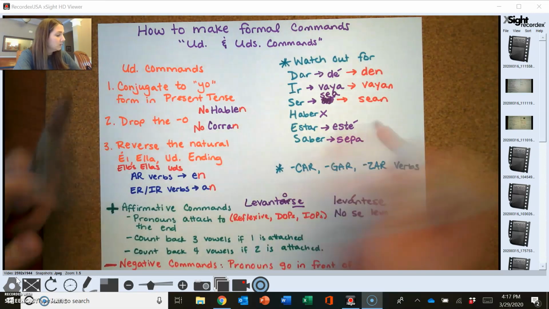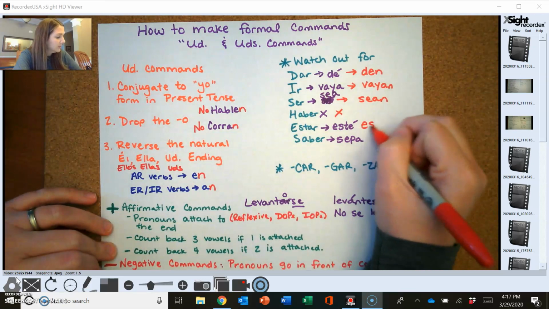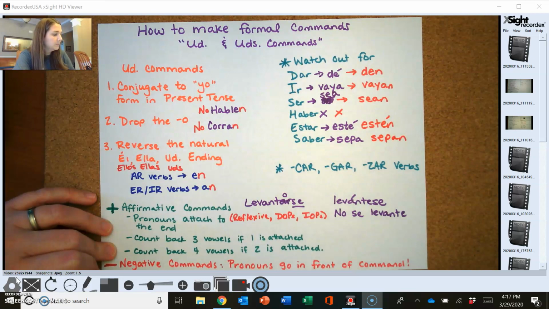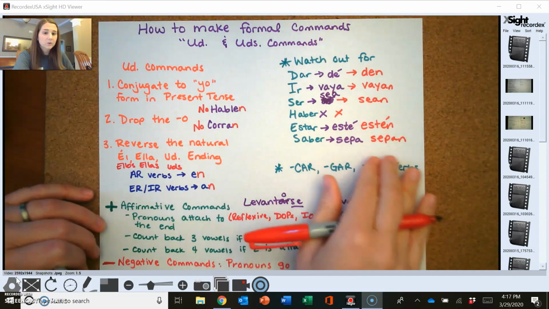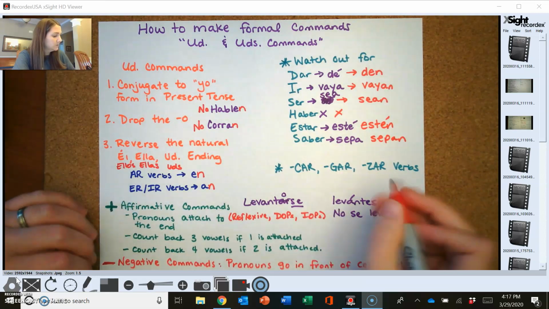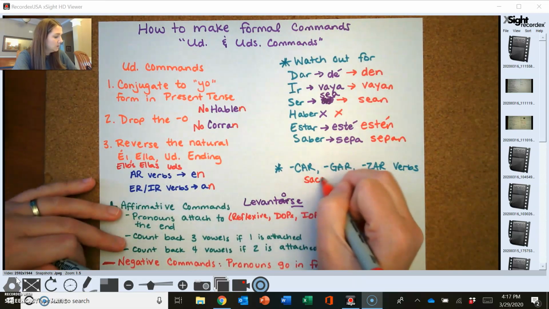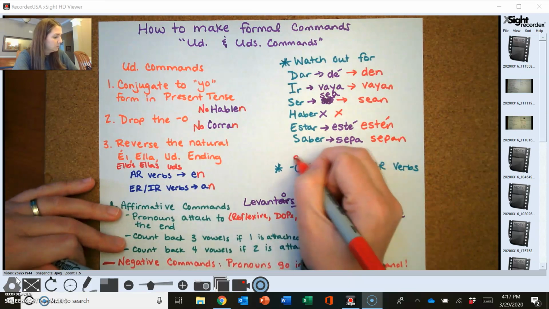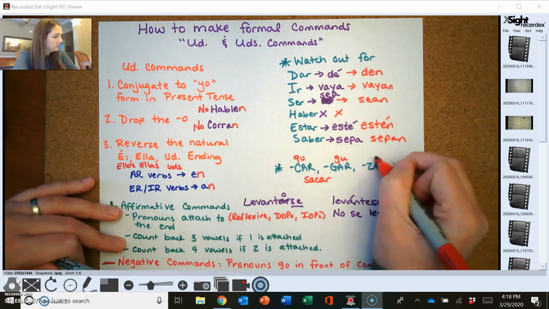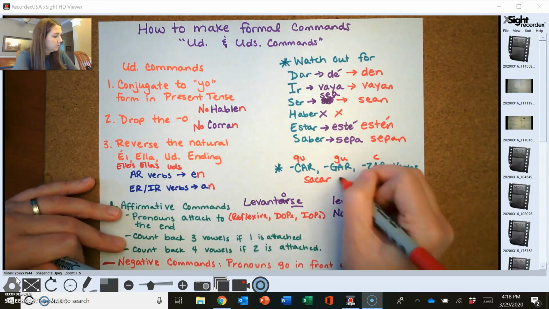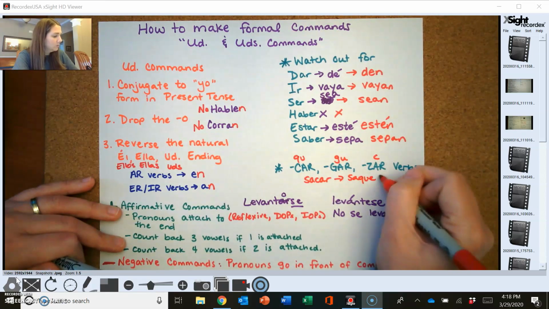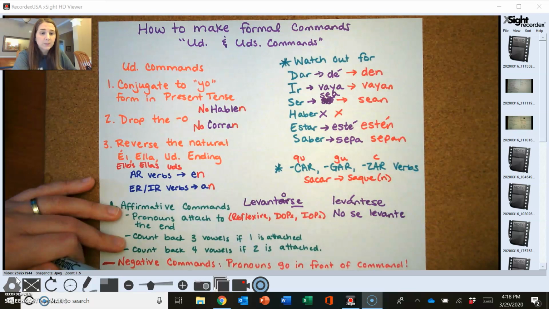Don't worry about haber still. Esté is going to go to estén. And sepa will go to sepan. Okay? Alright, so that's the irregulars there. And then always, we've got to remember our -car, -gar, -zar verbs. So if I'm saying, let's say, sacar, remember the C is going to go to a QU, the G to a GU, and the Z to a C. So sacar will go to saque for an usted command, or it would go to saquen for ustedes commands.